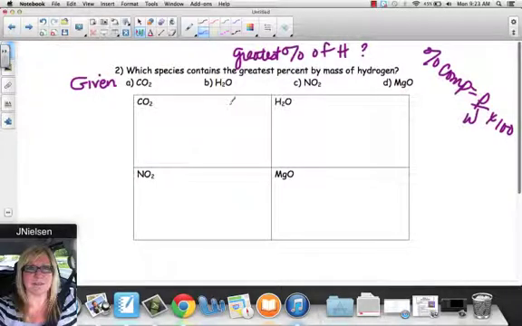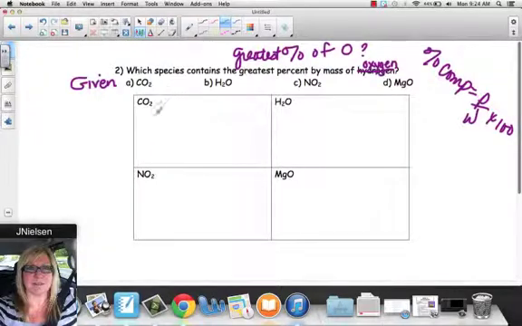This is a typo. I just realized that this should not be the greatest percent of hydrogen, because only one of them contains hydrogen. This should be the greatest percent by mass of oxygen. So change that in your note packet. So greatest percent of O. There we go. All right.